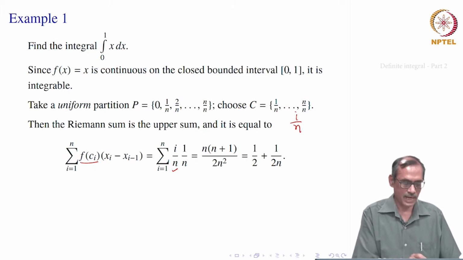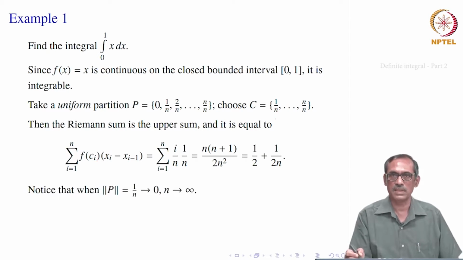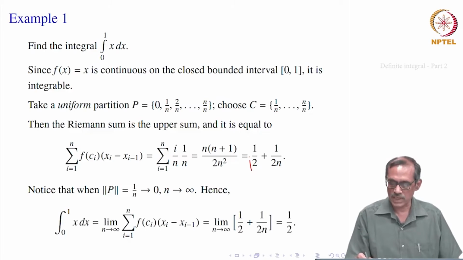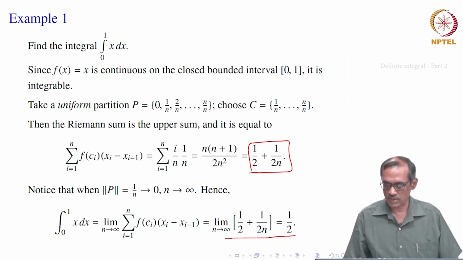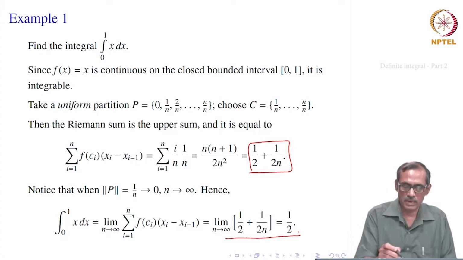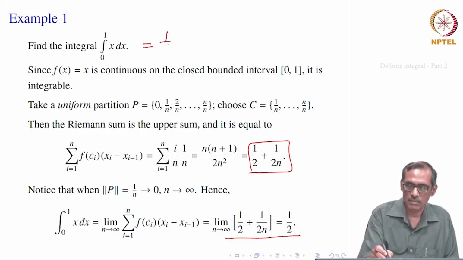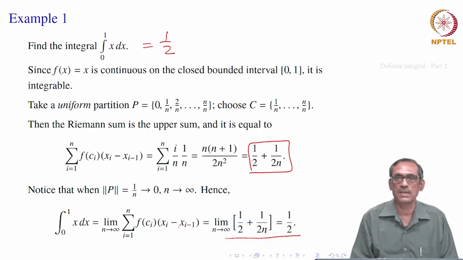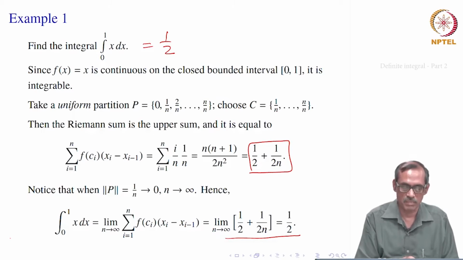Now, when n approaches infinity, that should give us the integral, because in that case the norm of the partition, which is 1 by n, goes to 0. So, we take the limit as n goes to infinity of this expression half plus 1 by 2n, and that gives us the limit as half. So, that means this integral is equal to half. That is what we have computed by using the definition and choosing one uniform partition.